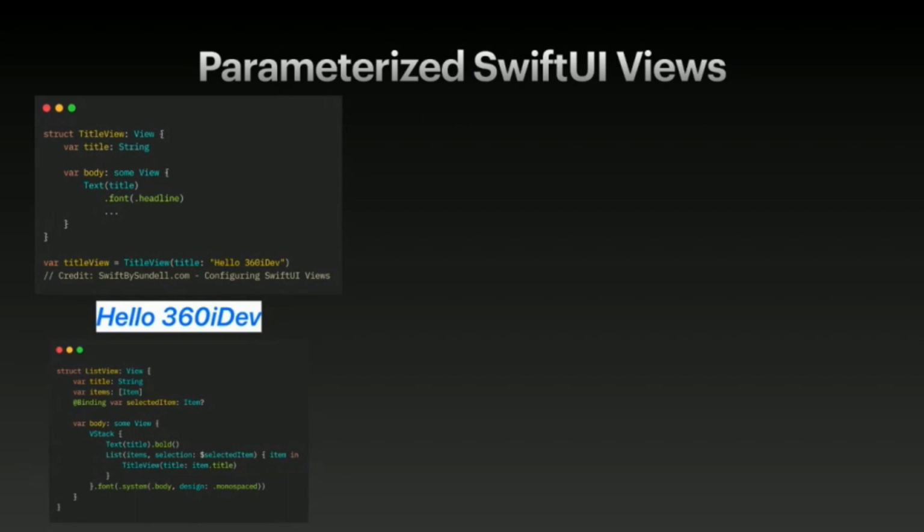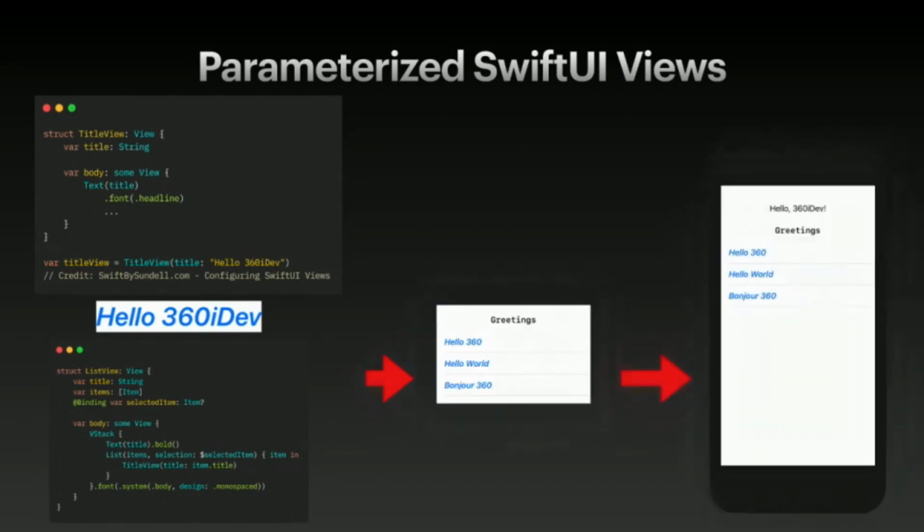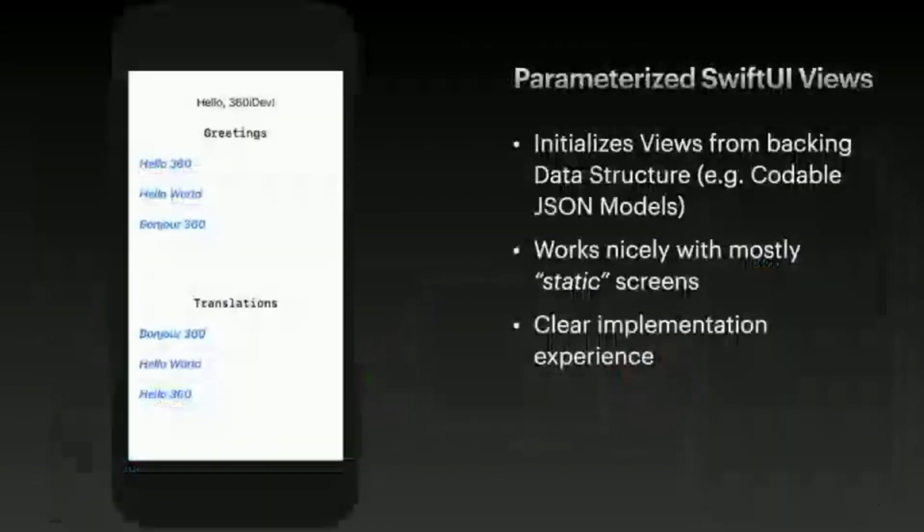we might have a view. Here, we just have a title view that looks like this. If we are rendering it, we can put that into a list, which then would look like this list. And if we were looking at it on a screen or on an iPhone, that's what it would look like, right?